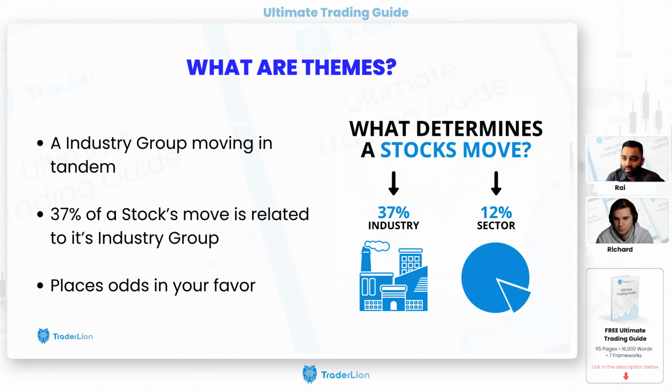So the second thing that we want to be tracking is themes, right? So we want to track themes. A theme is basically when an industry group is moving in tandem. It could be, hey, the semis are moving, or the cyclical stocks are moving, or the retail space is moving, or cannabis names are moving. So 37% of a stock's move is dependent on the industry group that it's in. And if it's in a good industry group, for example, NVIDIA, SMCI, all of these names in the semi space that were acting well, they were moving in tandem.